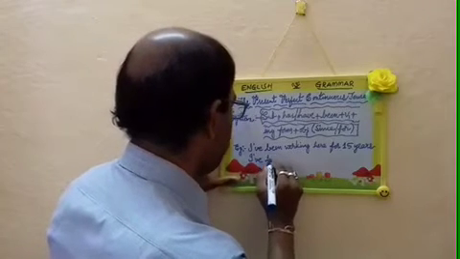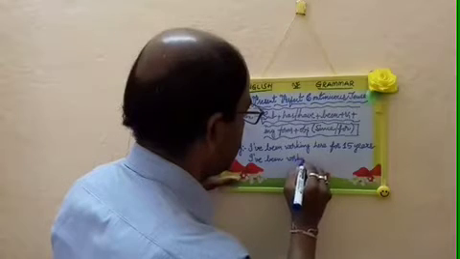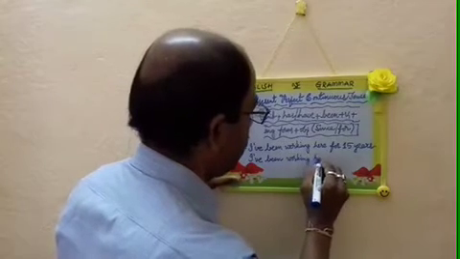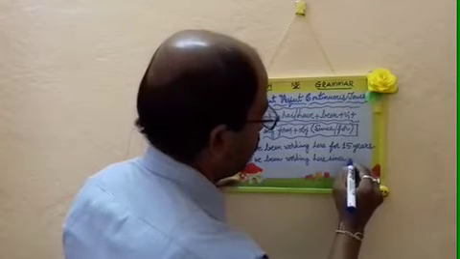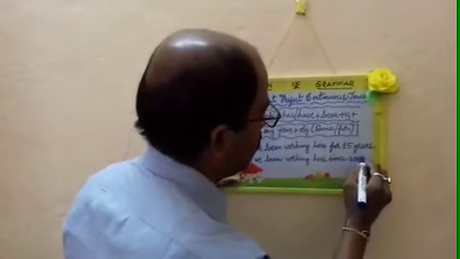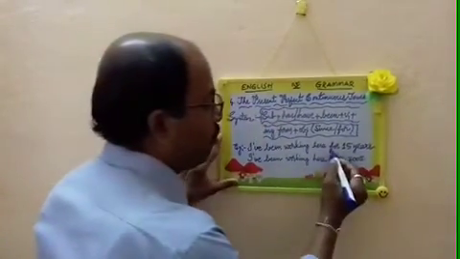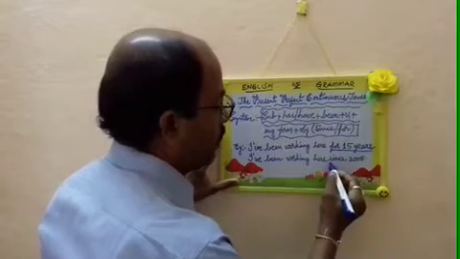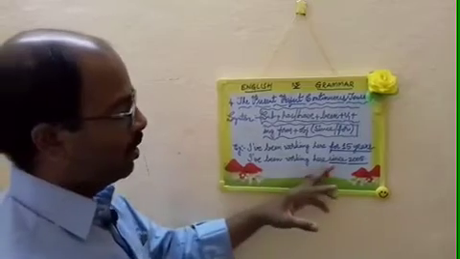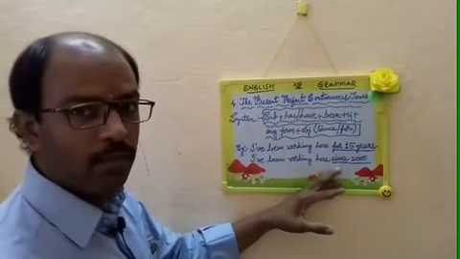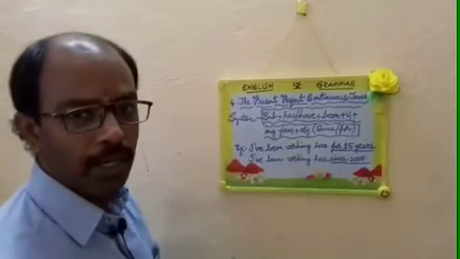Once again, one more. I have been working here since 2005. Observe, children, here I used for with a period of time and since with a point of time. So we understand that since is used for a point of time, for is used for a period of time.